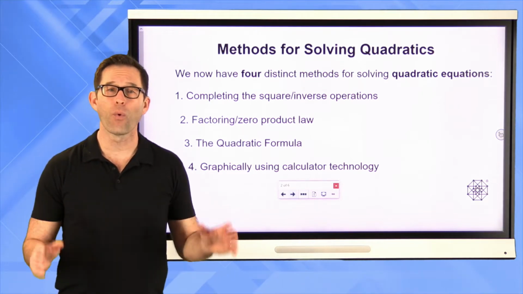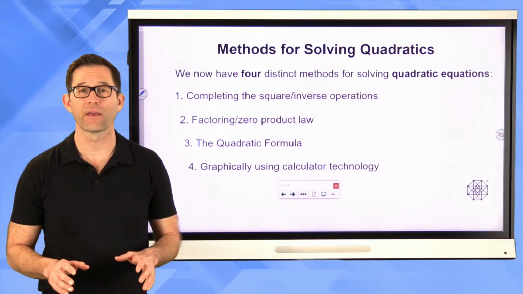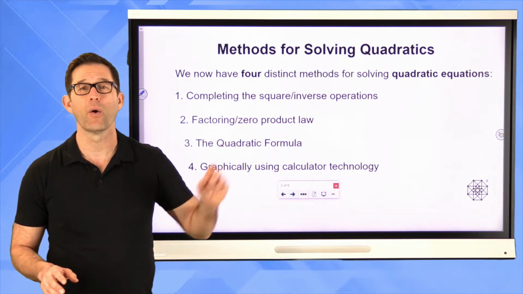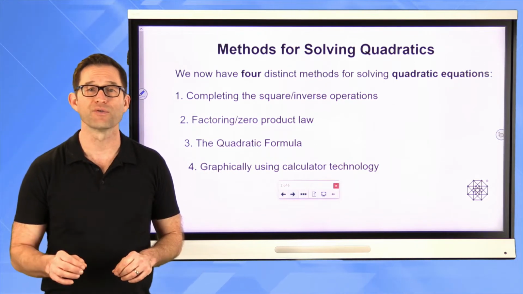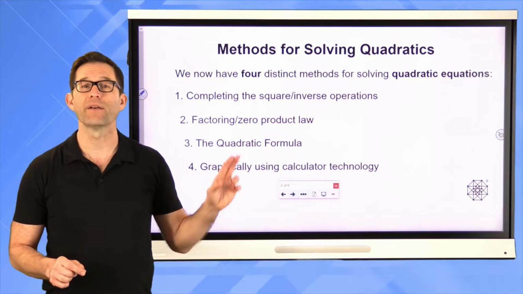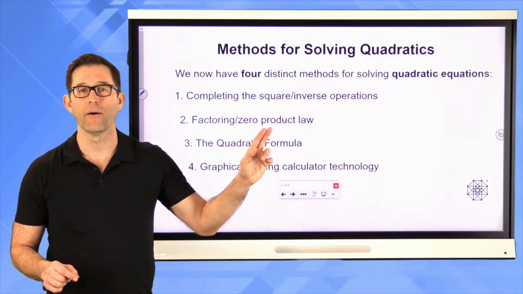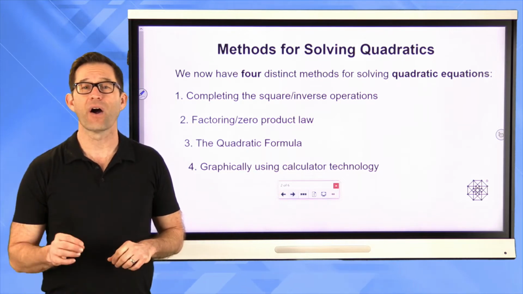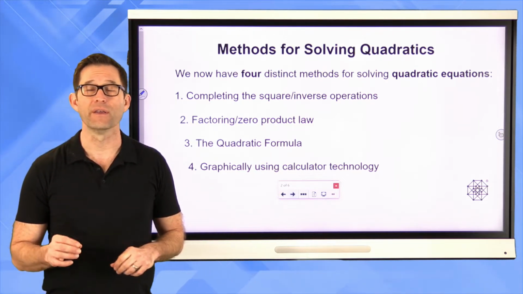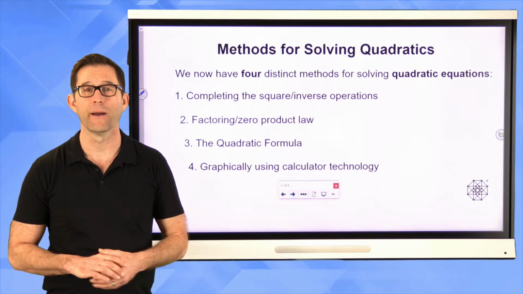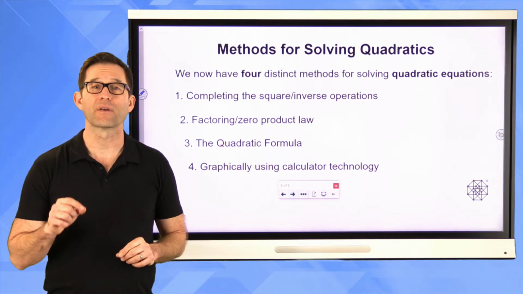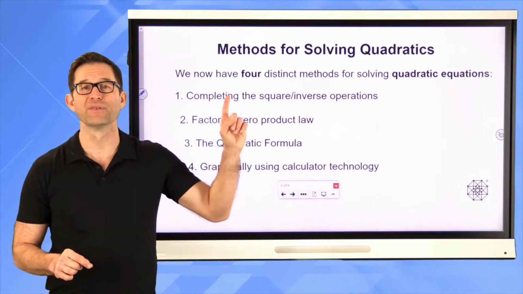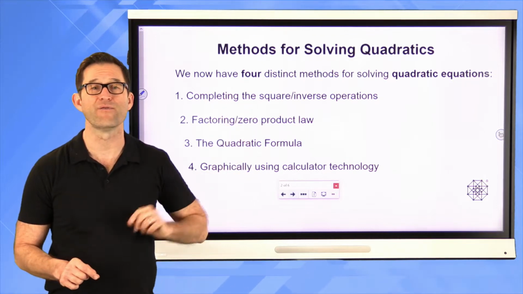All right, we have four distinct methods for solving quadratic equations. The first one we ever saw was completing the square and using inverse operations. Then we moved on to using factoring and the zero product law. We also saw the quadratic formula in our last lesson, and finally we can also solve them graphically using calculator technology. You are expected to come out of Algebra 1 and be able to solve them in each one of these four ways.